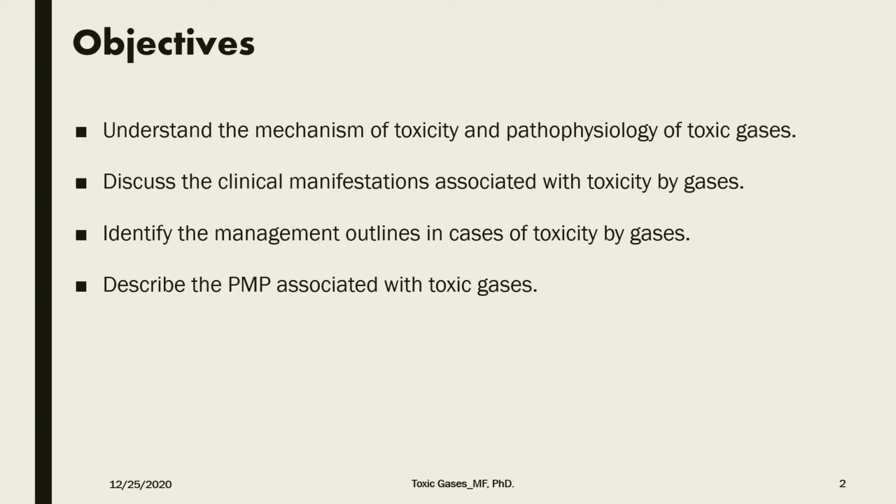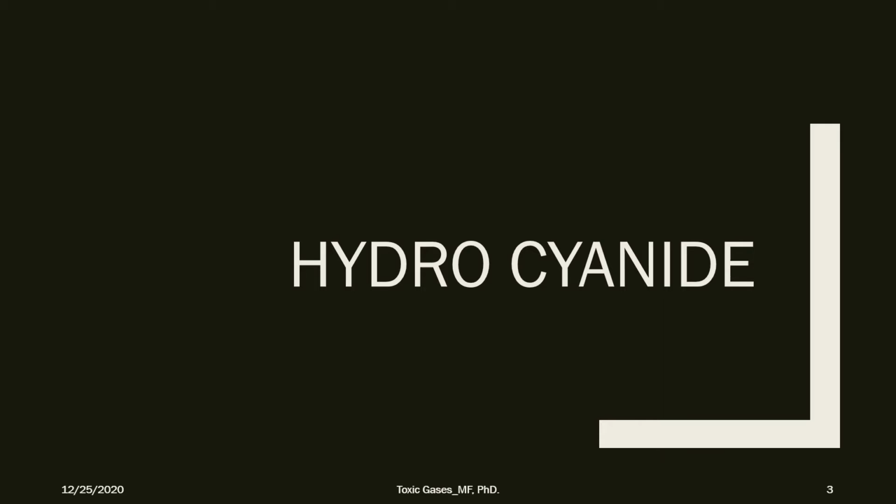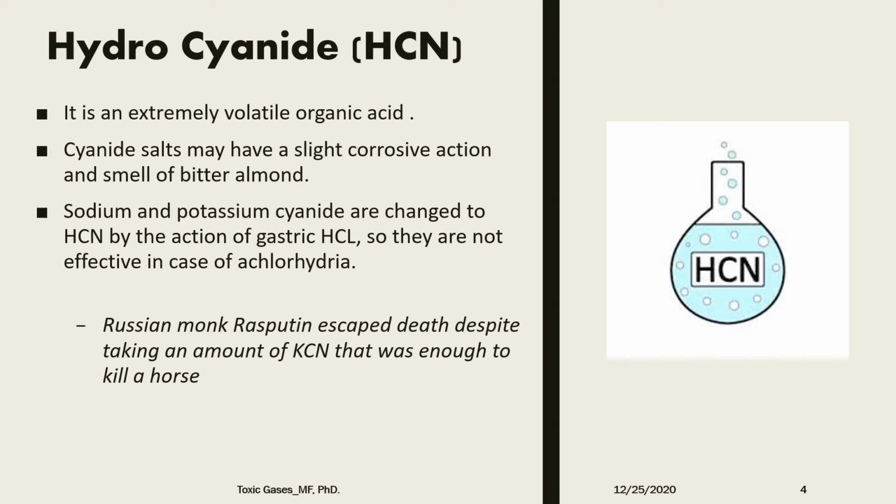Here are the objectives of this lecture. We will start by talking about another chemical asphyxiant, which is hydrocyanide. Hydrocyanide is an extremely toxic gas. It's a volatile organic acid. Cyanide salts have local corrosive effects when they come in contact with skin or mucous membranes, and they give a taste similar to bitter almond.